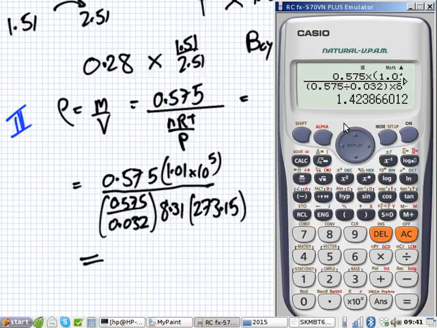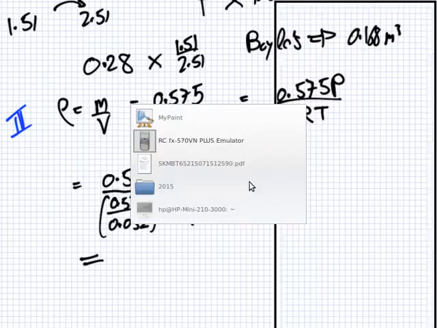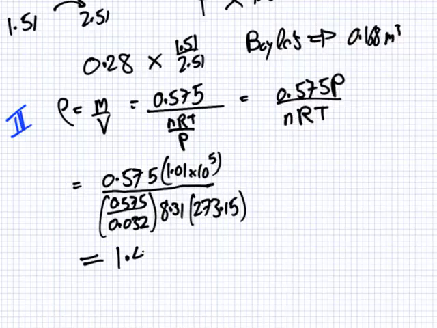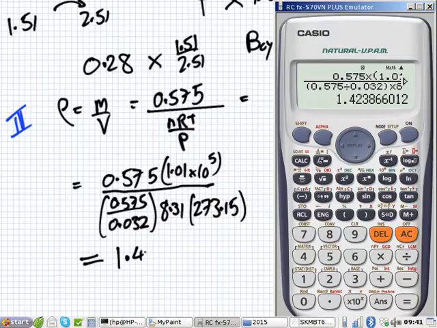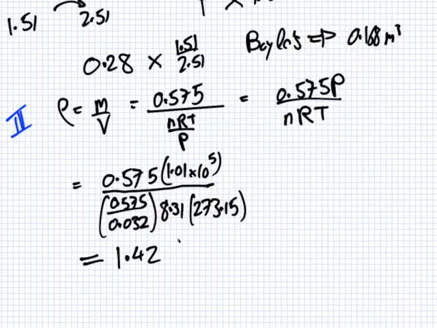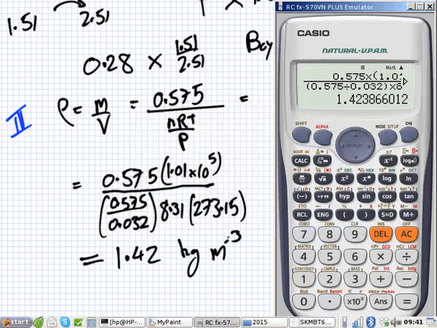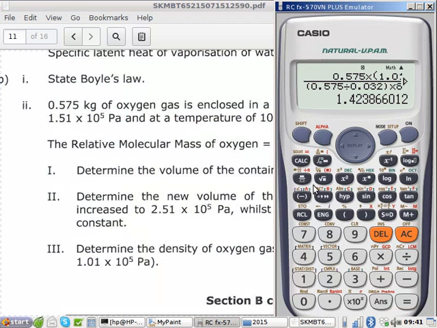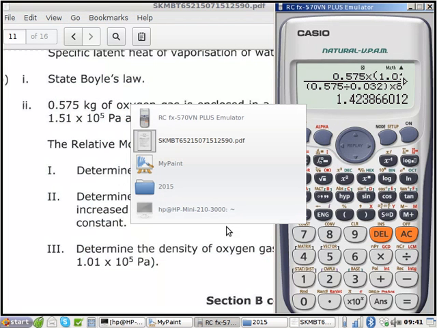Well, you know what? I have the internet open. I can easily check the density of oxygen. 1.423 kilograms per meter cubed. Oh no, I closed the internet browser. I'll open it again. Okay. I think that one's okay, isn't it?